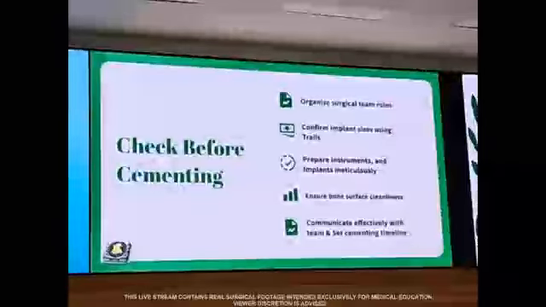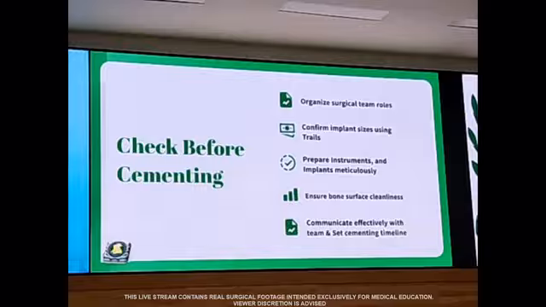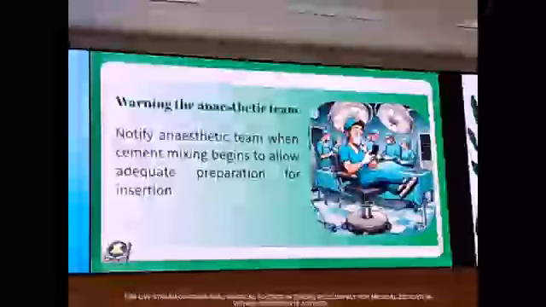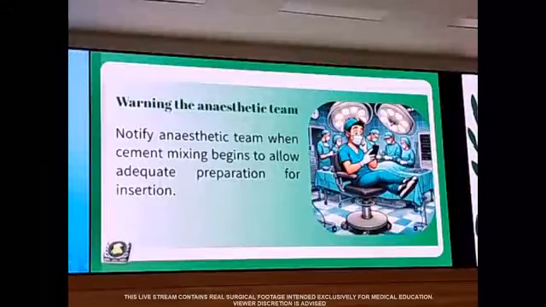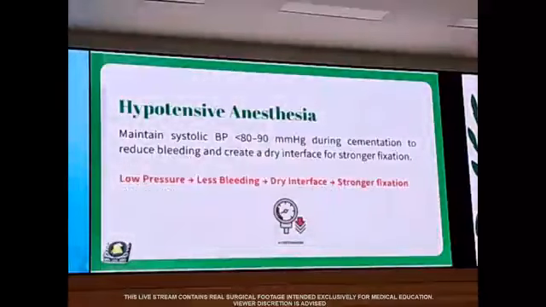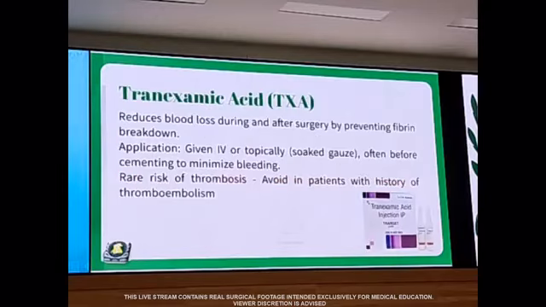Before cementing, optimize surgical team roles, confirm implant size using trials, prepare instruments and implants meticulously, ensure bone surface cleanness, communicate effectively with the team and set cementing time. Notify the anesthesia team when cement mixing begins to allow adequate preparation for insertion. Maintain systolic BP less than 80 to 90 mm mercury during cementing to reduce bleeding and create a dry interface for strong fixation.